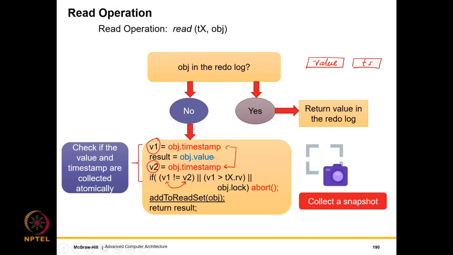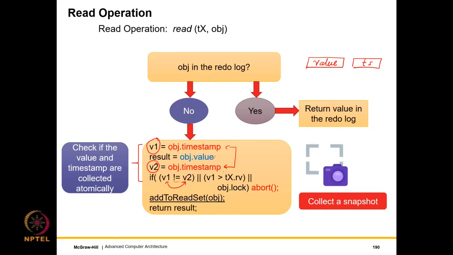So this is a very standard programming idiom in concurrent systems where we actually read the timestamp twice, such that the value timestamp pair is collected atomically, where you know that, look, this value corresponds to this timestamp and this timestamp corresponds to this value. Fine, so we verify that, and we also verify, right? So in this case, v1 should be equal to v2, otherwise we will abort.